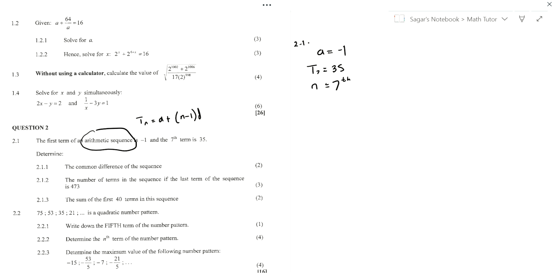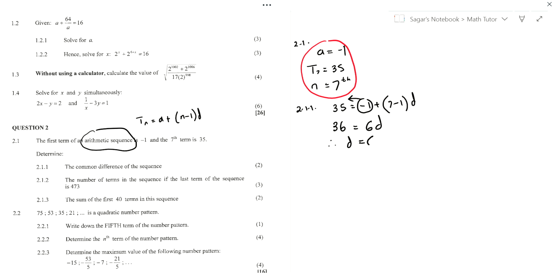Now, in 2.1.1, they want to know the common difference of the sequence. All we have to do is substitute these values into the arithmetic equation. So 35 is equal to minus 1 plus open brackets 7 minus 1 multiplied by a difference, which is what we need to find out. Take the minus 1 to the other side, change the sign, we get 36. 7 minus 1 is 6, and therefore your difference is equal to 6, right?